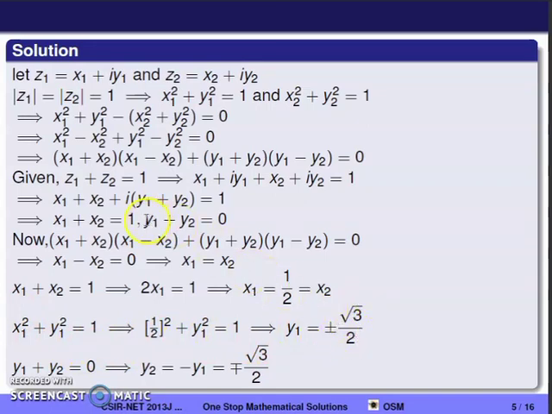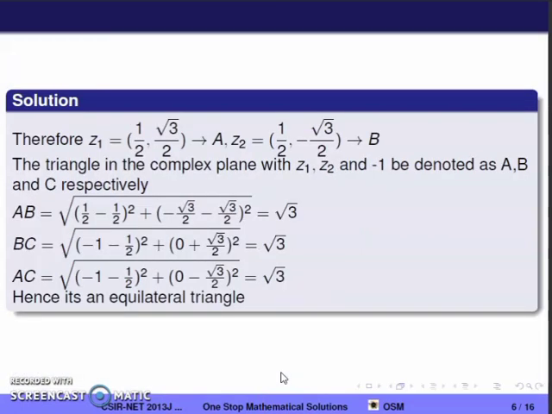And from this y1 plus y2 equal to 0, I will get y2 as minus of y1. So I'm substituting y1 here. So we'll get y2 is equal to minus or plus root 3 by 2. So therefore now our points z1 becomes 1 by 2, root 3 by 2, which I am taking as A, z2 as 1 by 2, minus root 3 by 2, B.